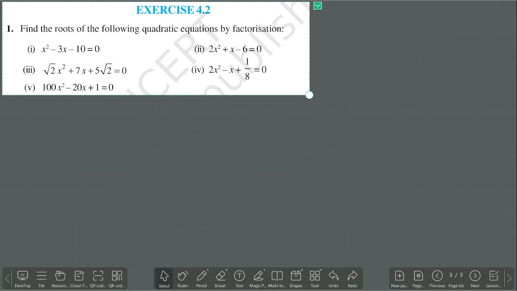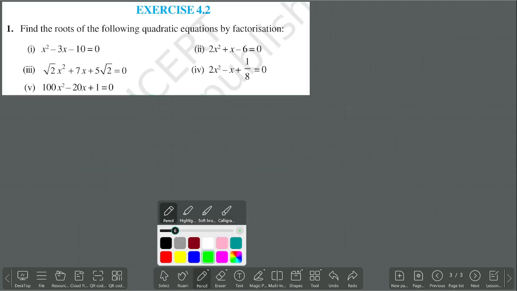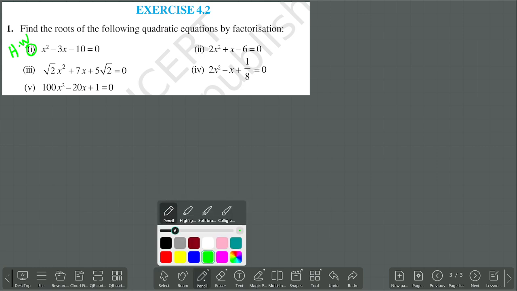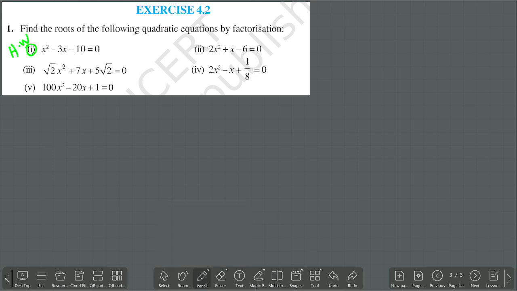So I told you, first one is homework, and the second one onwards let me try. Right. Second one I'm taking.